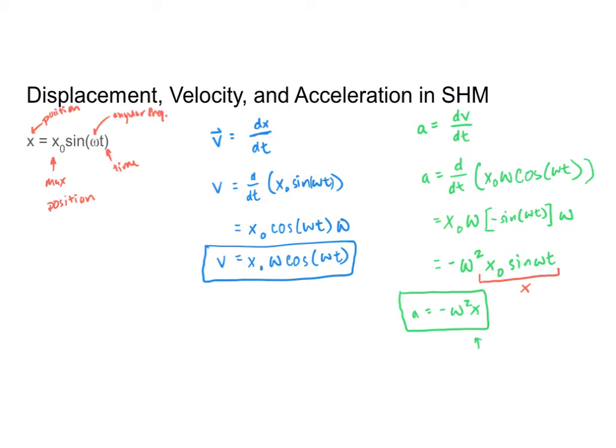And I hope that this is what you're expecting, since we know that our restoring force is directly proportional to our displacement, and we also know that our acceleration is directly proportional to our restoring force, and that comes from F equals ma. So it should make sense that our acceleration is going to be directly proportional to x, with that extra factor of omega squared in there.